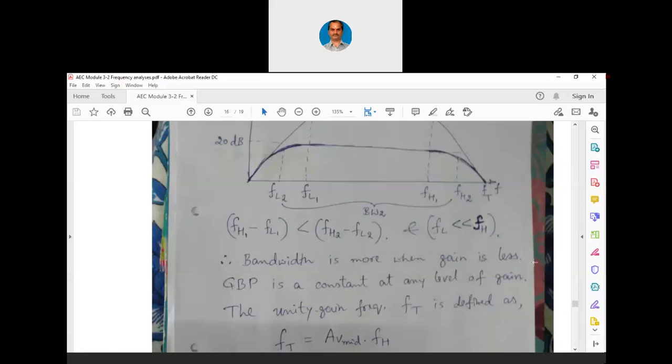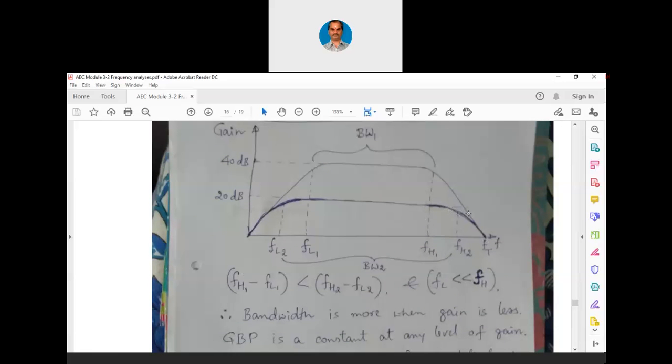bandwidth is more when gain is less. GBP is a constant at any level of gain. The unity gain frequency Ft is defined. Unity gain frequency means the frequency at which gain becomes unity. Gain becomes 1. You can see here at the high frequency range also gain is coming down. Here it is becoming 0, right? Ft, at this point, let me annotate it. At this point here, Ft, the gain has become 0 dB. 0 dB means what? Output is equal to input.